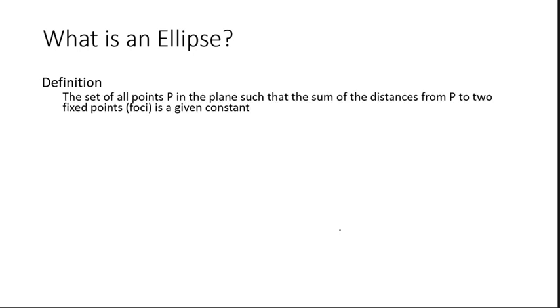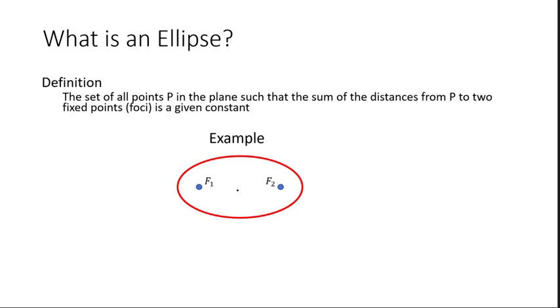But our definition would be the set of all points, P, in the plane such that the sum of the distances from P to two fixed points called foci is a given constant. Now this is kind of wordy, so you might be struggling to understand what this would look like. But for example, we said it's going to be kind of like an oval, so something that looks like this right here. And we have for every ellipse what we call the focus, or foci is plural. All right, so we have two foci here in the ellipse.